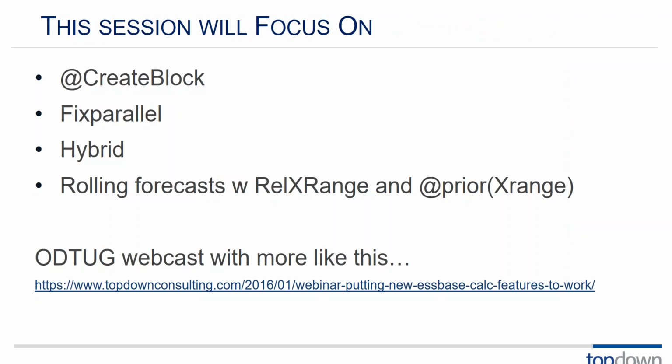So we'll focus on these four. Create block. Block creation is one of the problems we love to hate in Essbase, and create block just gives us one new option for dealing with a block creation problem. We'll contrast fixed parallel and hybrid in terms of trying to make your aggregations faster or make them go away altogether. And we'll talk about rolling forecasts, particularly with rel X-range and with X-range.